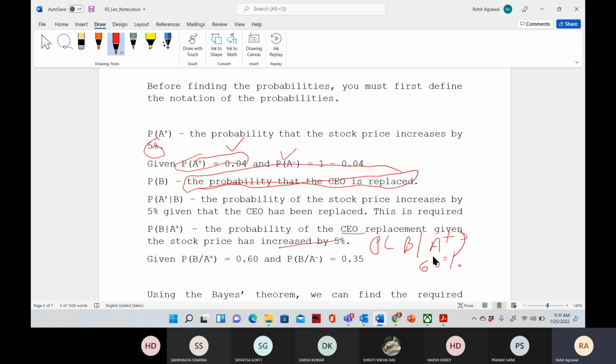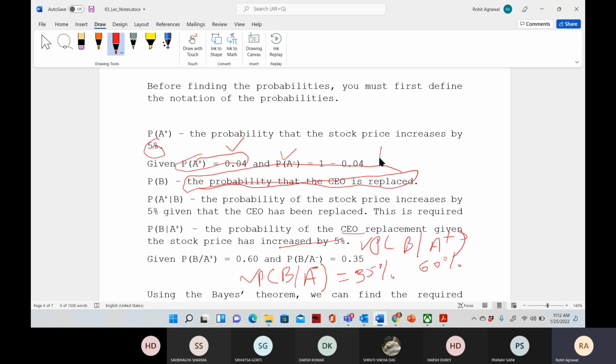ठीक है, सेकंड केस क्वेश्चन में देखिए, इट इज गिवन दैट कि इन द 35% CEO तो रिप्लेस हुए हैं, बट द शेयर प्राइस डिड नॉट इंक्रीज बाय मोर देन 5%. CEO रिप्लेस हुए हैं, दैट मीन्स P of B गिवन क्या है? The share price did not increase by more than 5%, that means A minus. How much it is? It is given 35%. ठीक है, so this data is given to you. This one is given, this one is given, and this P of A is given.